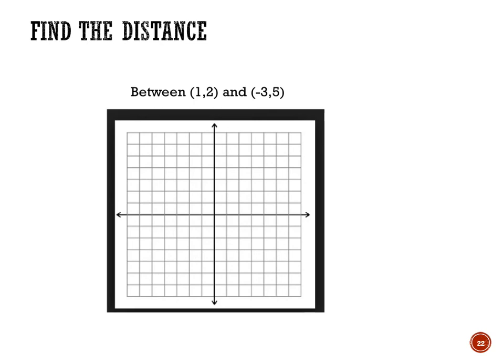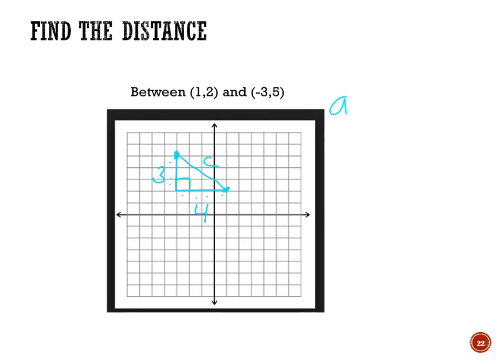Find the distance between (1, 2) and (-3, 5). So we're going to plot 1 and 2, and then -3 and 5. So we're going to draw my little triangle. Here's my little right angle. So this would be 3, and 1, 2, 3, 4. So this is my c, my missing length.